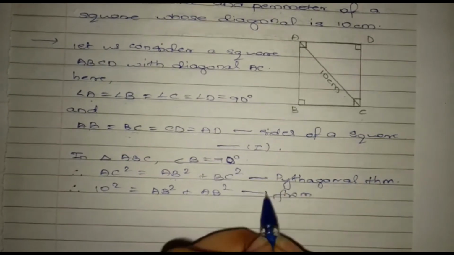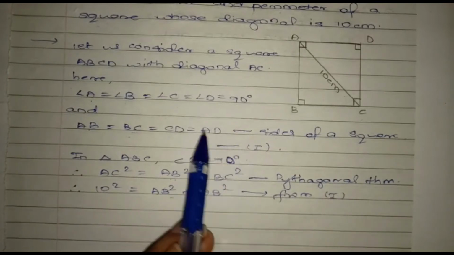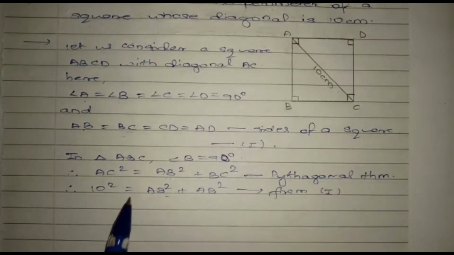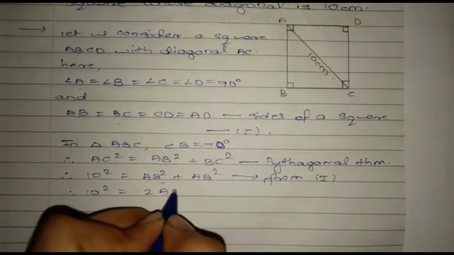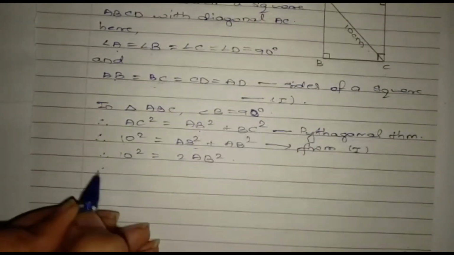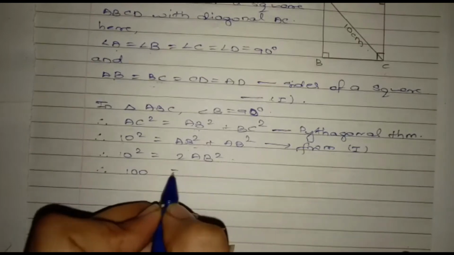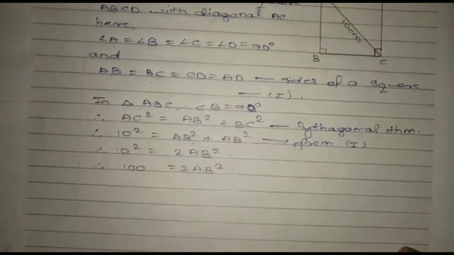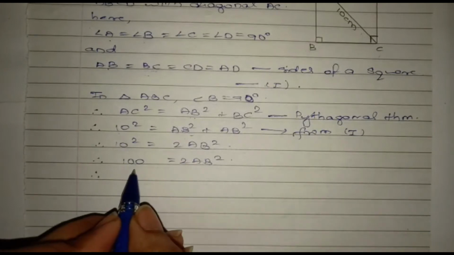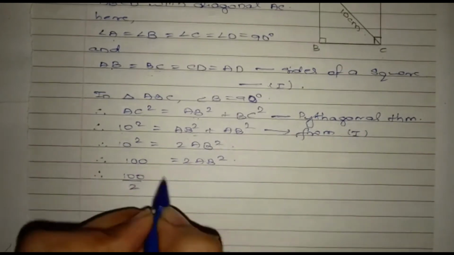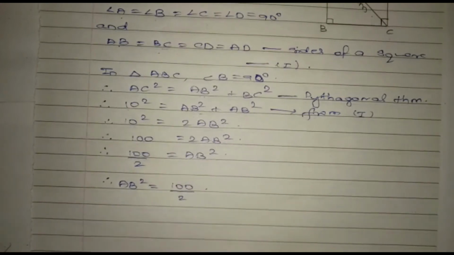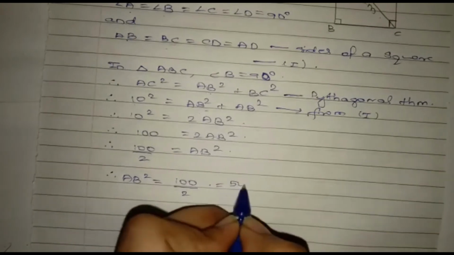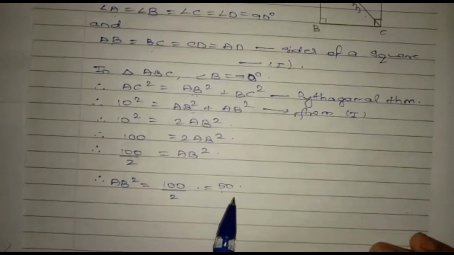From equation number 1, 10 square is equal to AB square plus AB square. Therefore 10 square is equal to 2AB square. That is 100 is equal to 2AB square. Therefore 100 upon 2 is equal to AB square, that is equal to 50. AB square is equal to 50.